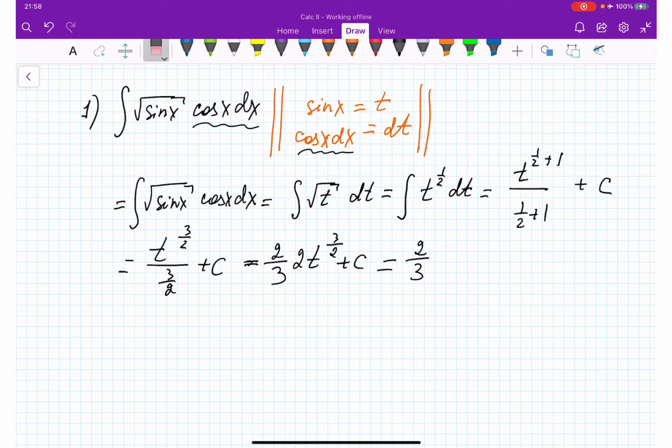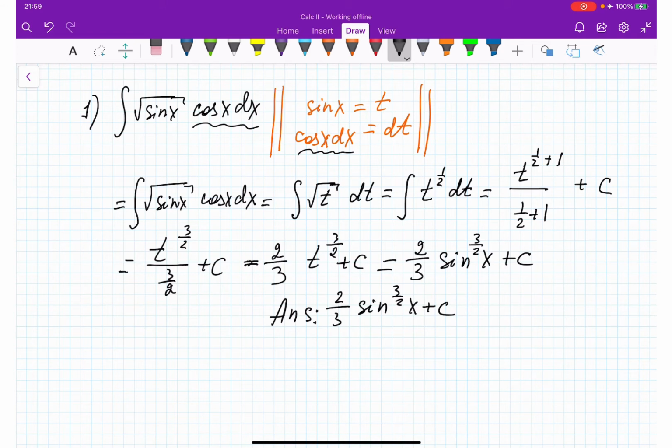Hold on, why did I put a 2 here? Okay, it's going to be equal to 2/3 sine x to the power 3/2 plus c, and that is going to be our answer. The 2/3 is in the numerator, sine x to the power 3/2 plus c.